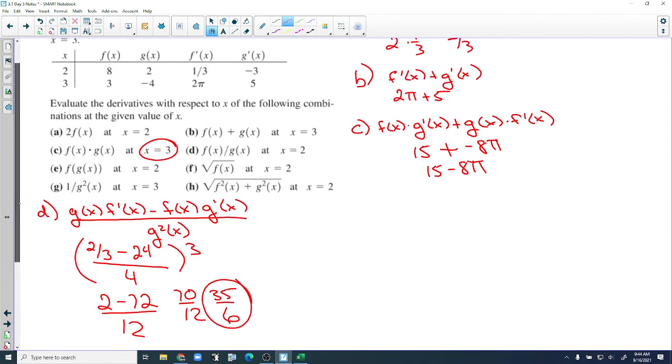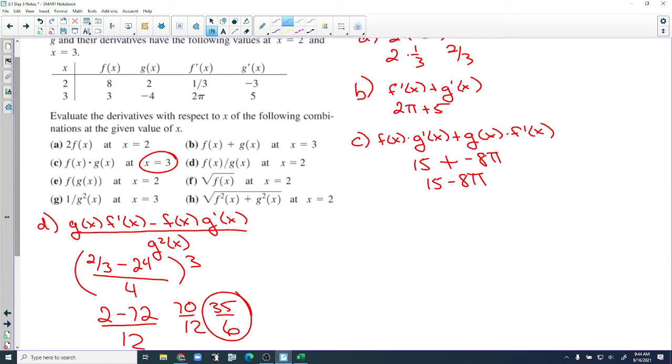I mean, yeah, I want you to get the value, but it's more, do you know how to take the derivative? We've got to get that part right first.